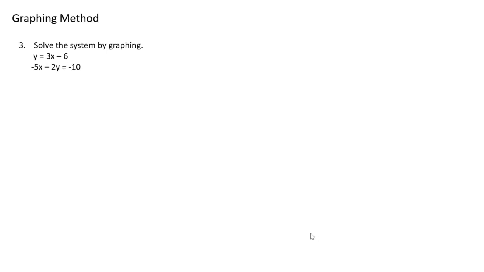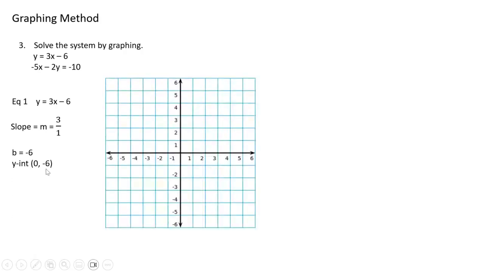I'm going to do this one by 3 different methods: by graphing, by substitution, and also by the elimination method, and we're all going to get the same answer. First, by graphing. If you have equation 1, y equals 3x minus 6, we know that my slope is 3, which would be 3 over 1, and my y-intercept, my b, is negative 6, which is (0, negative 6).